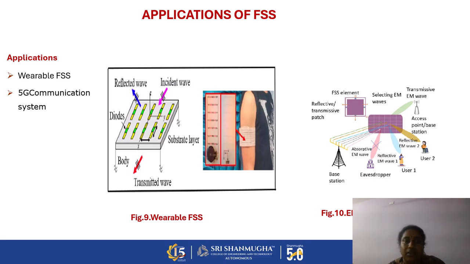And next one, wearable FSS, and then 5G communication systems, where we are using the FSS elements. In a 5G communication system, the FSS element is placed in the base station. We are transmitting electromagnetic signals from the base station, from source to destination, based on the frequency ranges. We are giving either a band stop filter or a band pass filter. We can fix the FSS element in the wireless communication system at the base station.